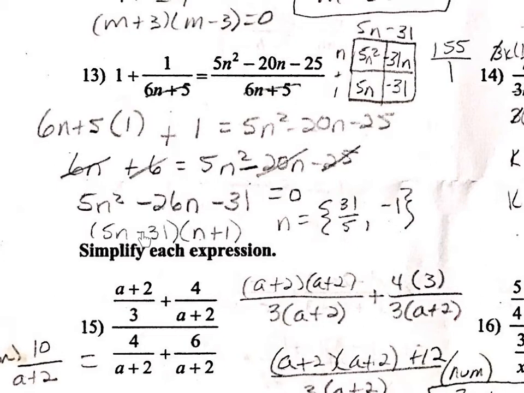So when I solve for n, I'm going to set these both equal to 0. Solve for n. For this one I get 31 over 5. Add 31, divide by 5. This one I get negative 1.